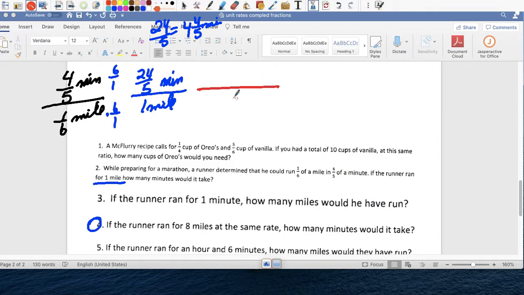I create another one here. Sorry, no, that's not the one. Yeah, the runner ran for 8 miles. How many minutes would it take? So what happens when you run 8 miles? Right, so number 4. I'm going to use this times 8, and I'm going to multiply this times 8. So we get 24 over 5 times 8.